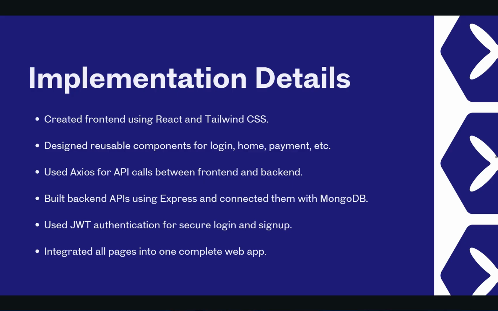Third is Axios for API calls. I use Axios to send HTTP requests from React to the backend, where whenever the user does something like create an account, add property or book a room, Axios sends the data to the server and gets a response.